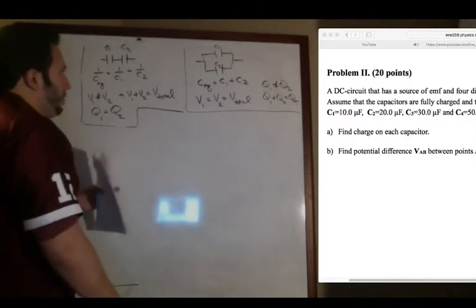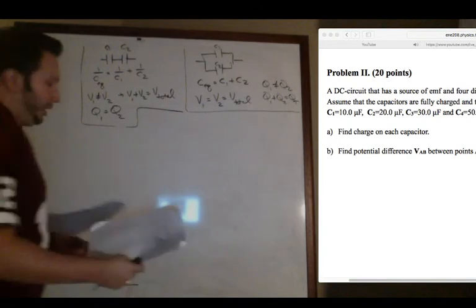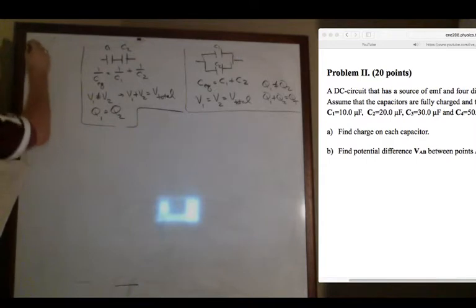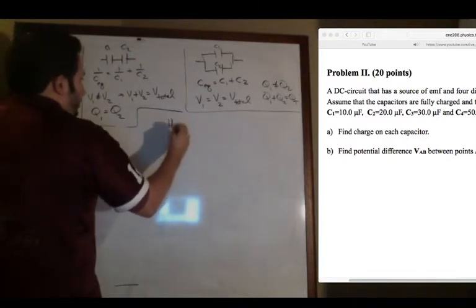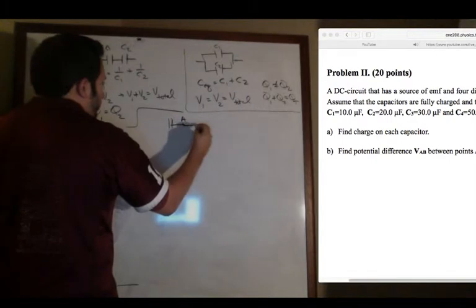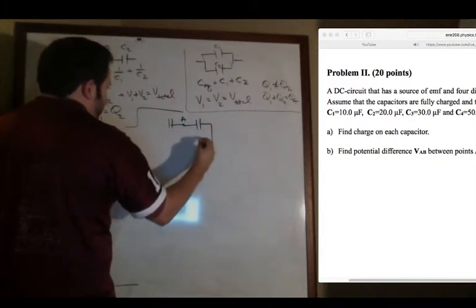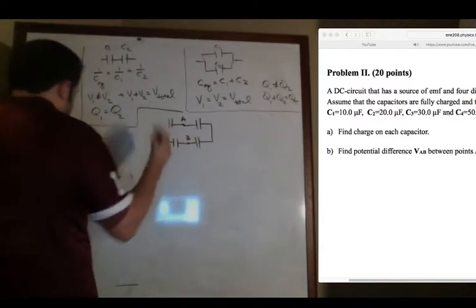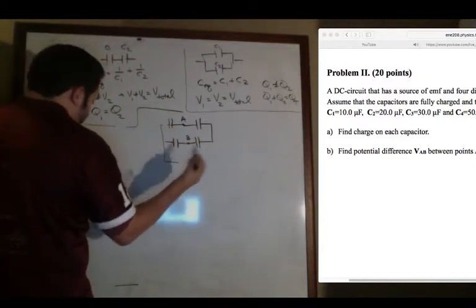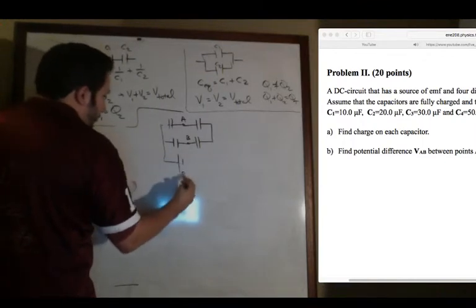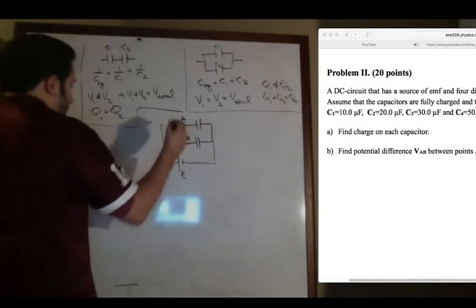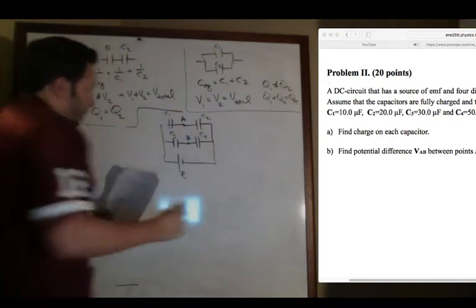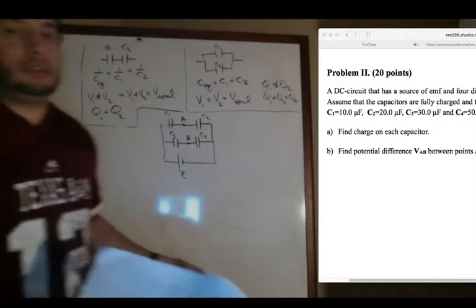Okay, so now that we have these rules, let's take a look at this circuit, and then let's see what happens. So on this circuit, I'm going to go out over here. We've got point A, B, and then we've got our EMF down here. And we're going to go C1, C2, C3, and C4. So what it says is find the charge on each capacitor.